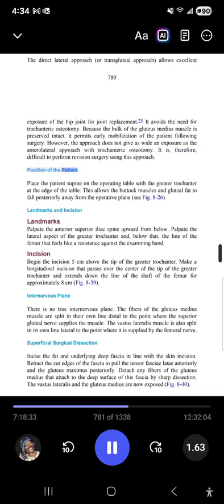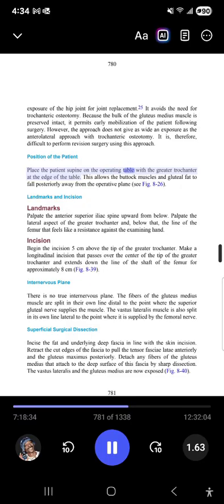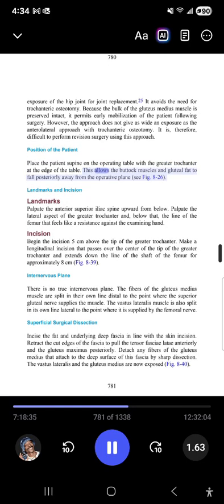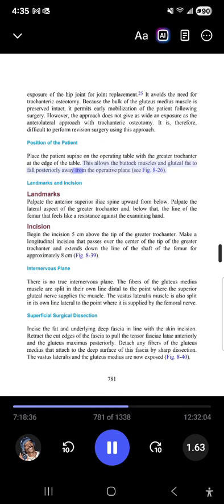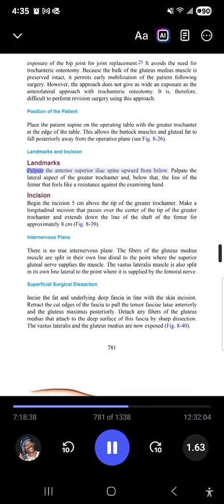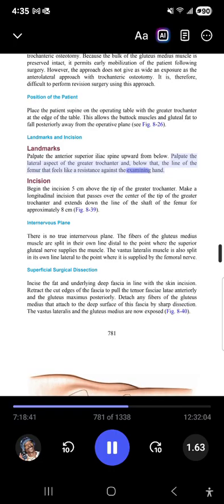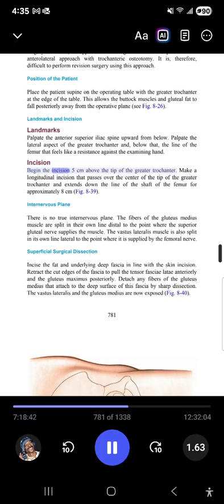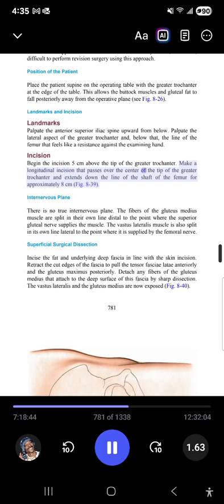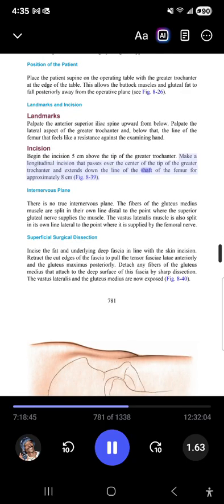Position of the patient. Place the patient supine on the operating table with the greater trochanter at the edge of the table. This allows the buttock muscles and gluteal fat to fall posteriorly away from the operative plane. See figure 8-26. Landmarks and incision. Landmarks. Palpate the anterior femur that feels like a resistance against the examining hand. Incision. Begin the incision 5 centimeters above the tip of the greater trochanter. Make a longitudinal incision that passes over the center of the tip of the greater trochanter and extends down the line of the shaft of the femur for approximately 8 centimeters.